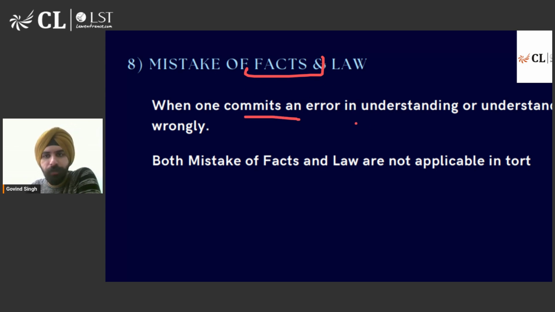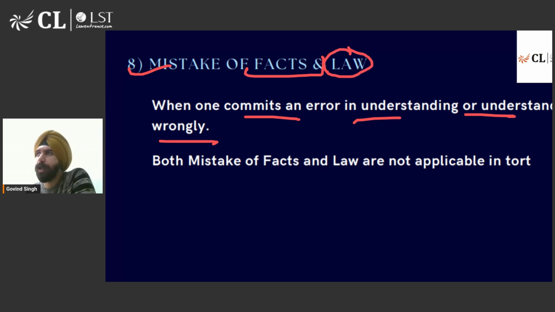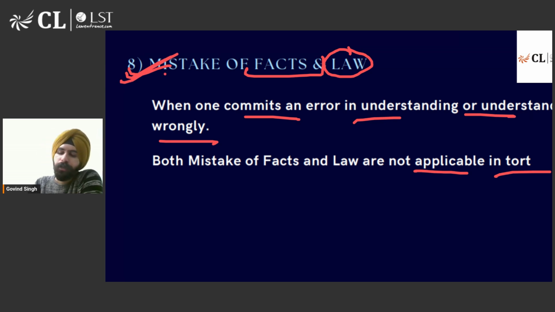If you commit an error in understanding, or understand wrongly, that is your fault. You cannot claim a defense that I did not know things correctly. Neither can you say that there was a mistake of law on your part, that you did not know the law of the country. You cannot murder someone and then say I did not know that murder is illegal. It does not work that way, right? So mistake of fact and mistake of law are not applicable in law of tort. So this is not a defense. This is an important point which I had to tell you guys.